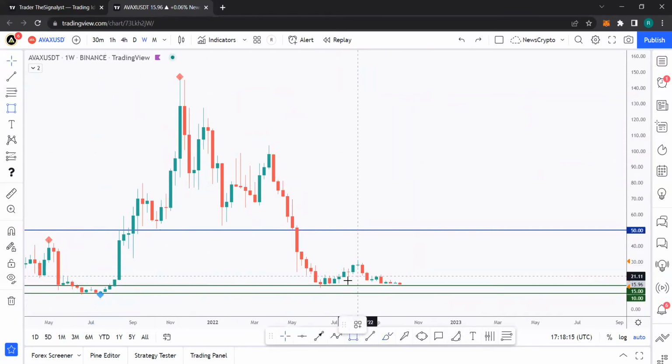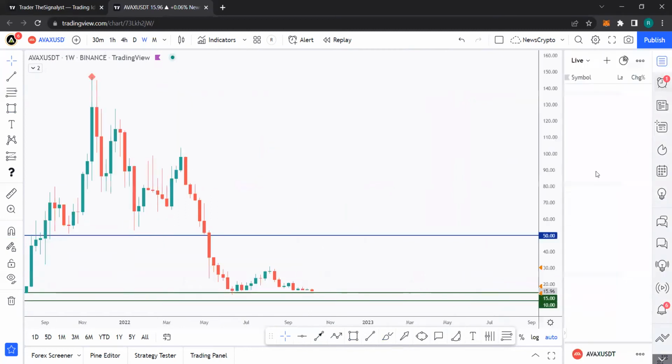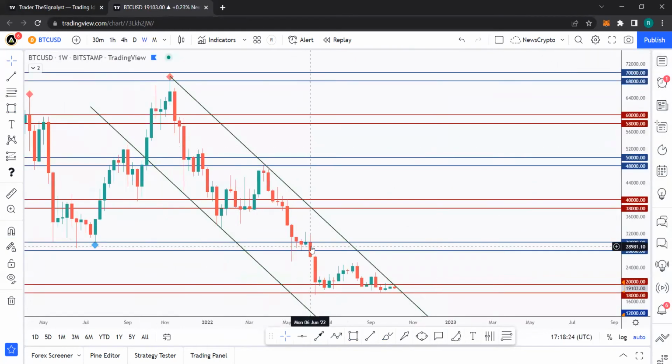Okay, so for the bulls to take over from a long-term perspective, long story short, we need to see a break above this high. Okay, the exact same thing for Bitcoin. Where is Bitcoin? That's it. This is the high while retesting the previous low.